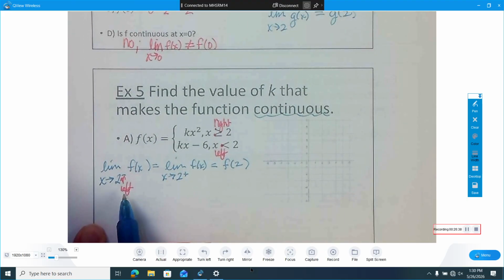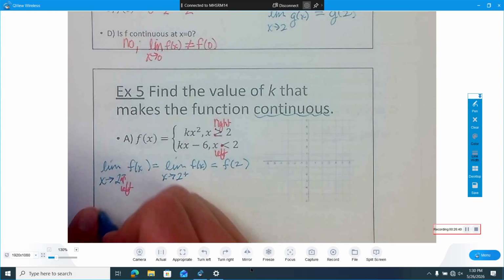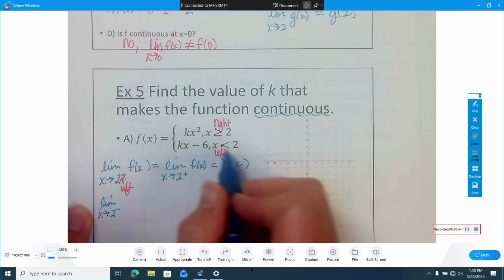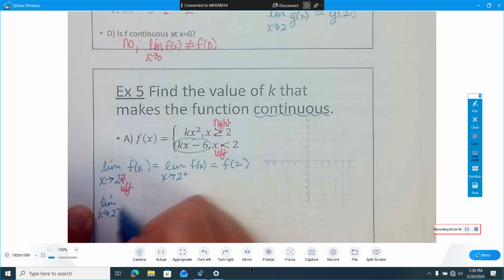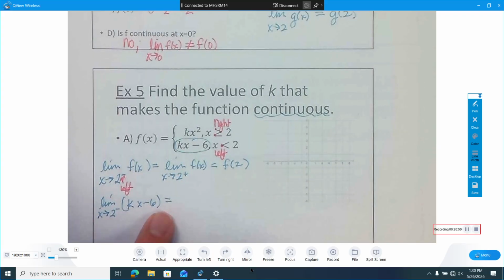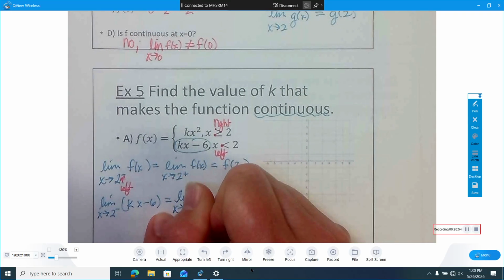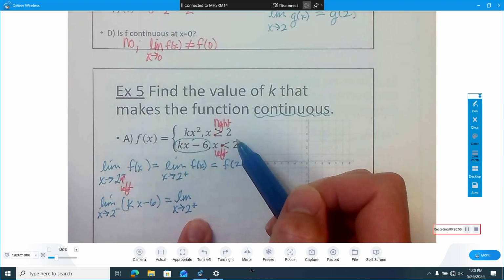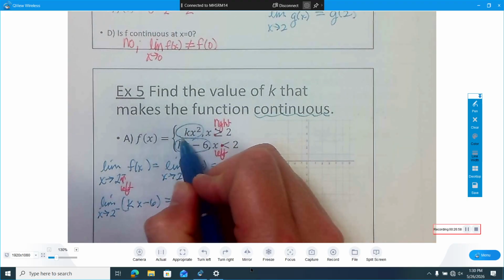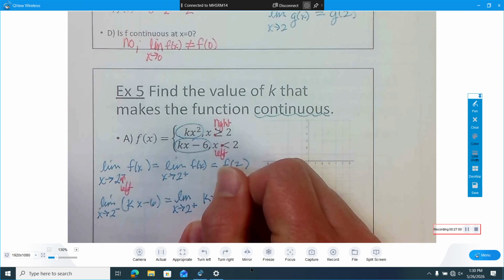So all I have to do then is say, hey, I want to know the limit as x approaches 2 from the left of our bottom equation here, kx minus 6. And it's got to equal the limit as x approaches 2 from the right. And the right, we're going to use our top equation, kx squared.